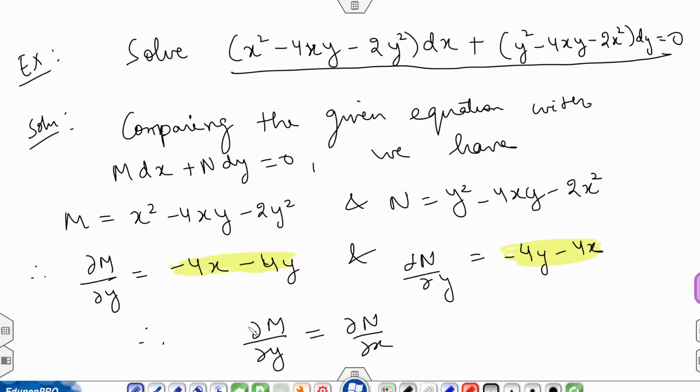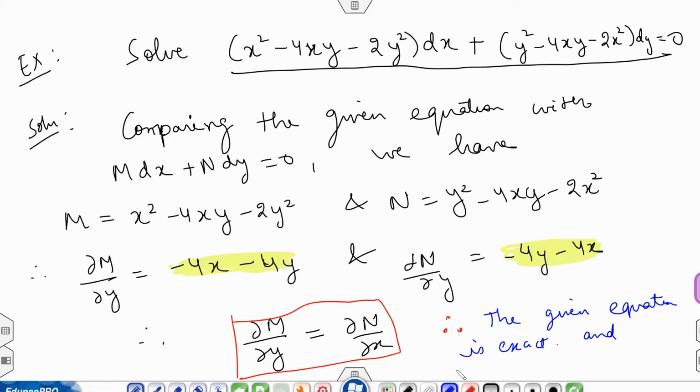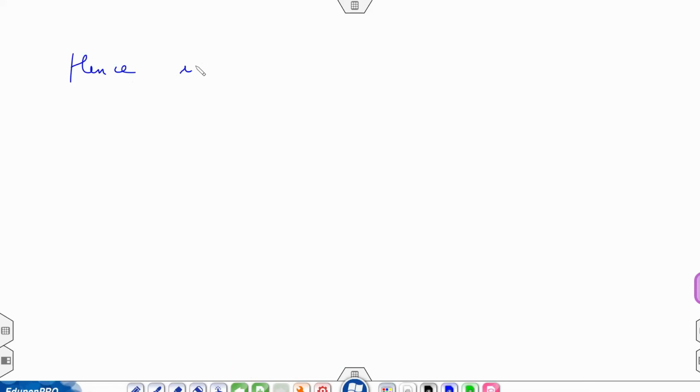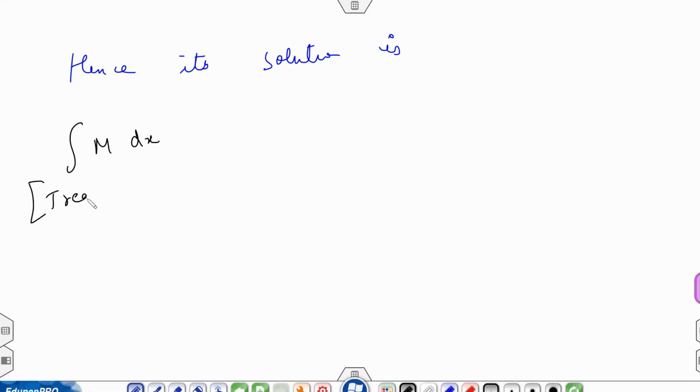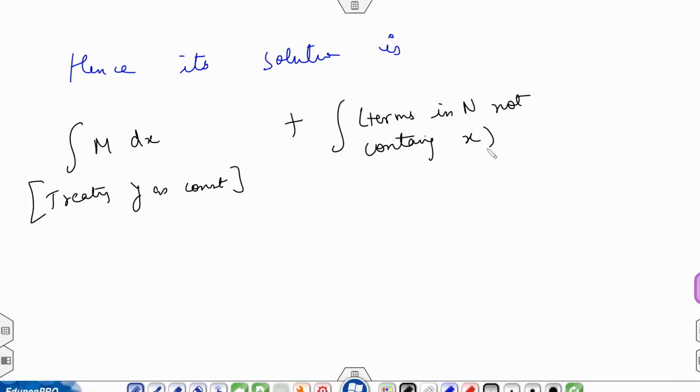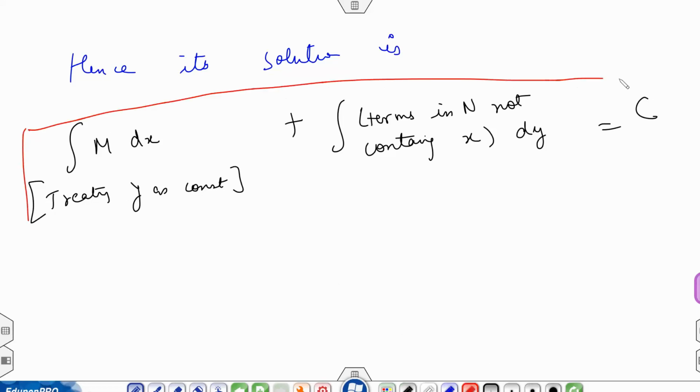Now if this condition is true, therefore the given equation is exact. So I will write: therefore the given equation is exact, and hence the solution is given by what I have told you. The solution will be integrating m treating y as constant plus integrating the terms of n not containing x, so I'll write terms in n not containing x into dy, is equal to some constant c. This will be the solution of the exact differential equation.